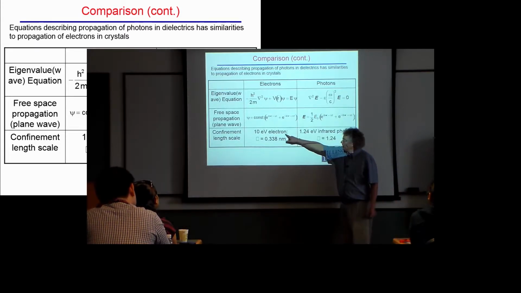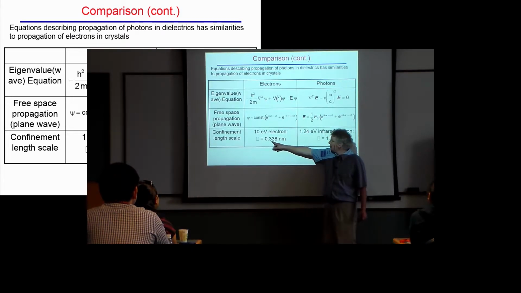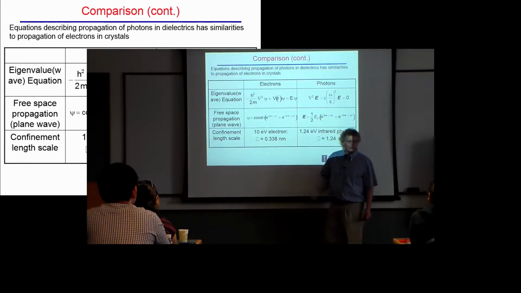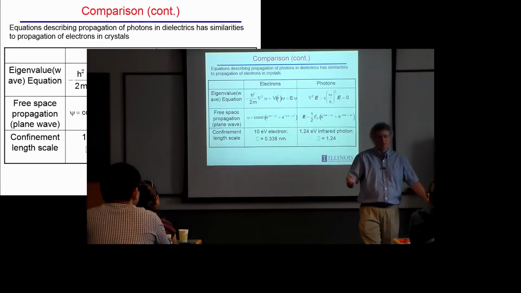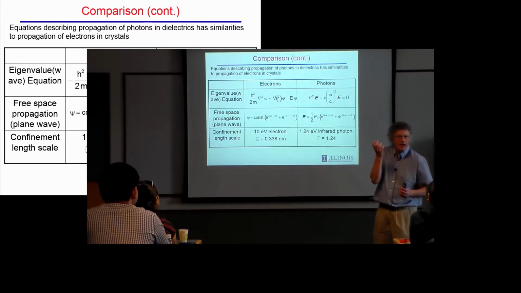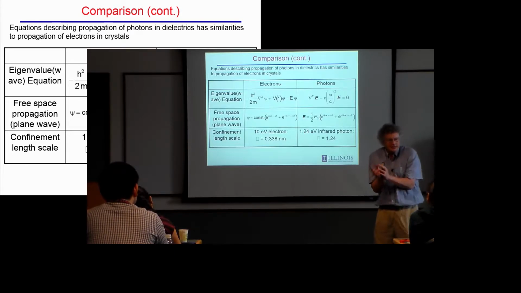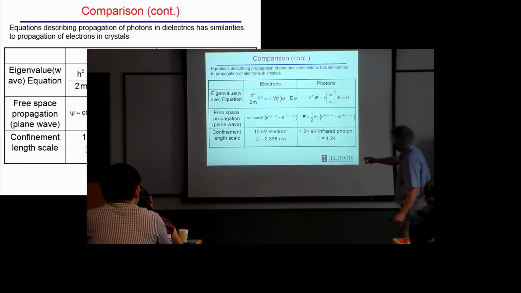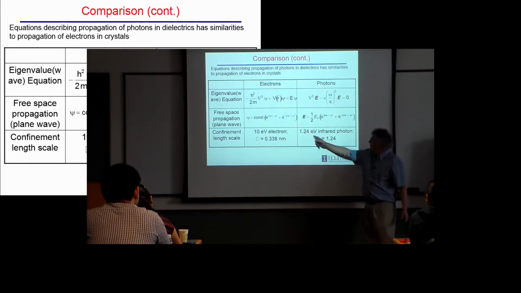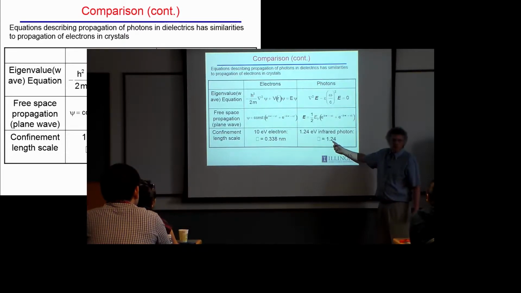Well, take a 10 eV electron. All right, that's going to be lambda is equal to 0.338 nanometers. Wow, so electrons are really small. Well, that makes sense because they're whizzing around atoms, okay? And the atoms in a solid are a couple of nanometers apart. So that means that, basically in terms of the wavelength of an electron, it's got to be at least one or a fraction of a nanometer. On the other hand, if I look at a 1.24 eV photon, lambda is 1.24 microns, which would be 1,240 nanometers.